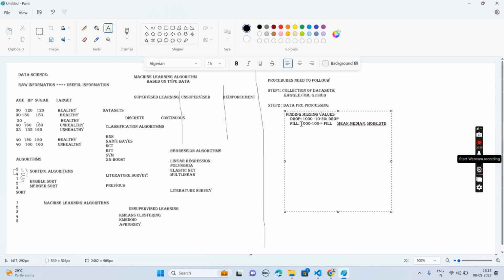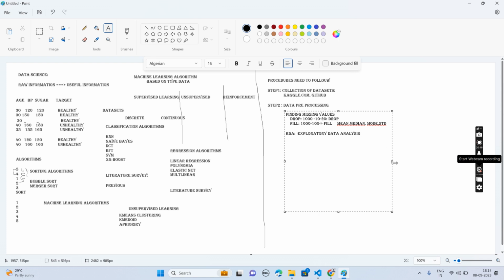Okay, after finding missing values, what are we going to do? Then we need to do the EDA. What is that? Exploratory data analysis.